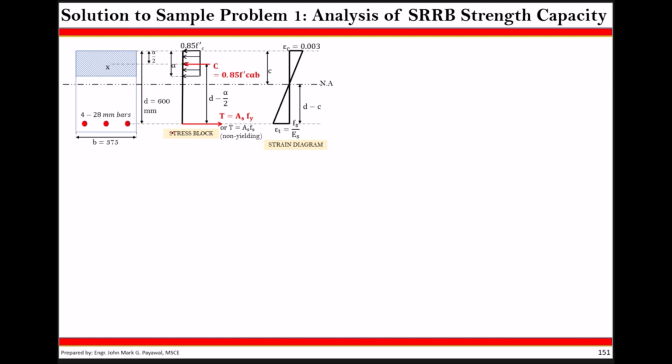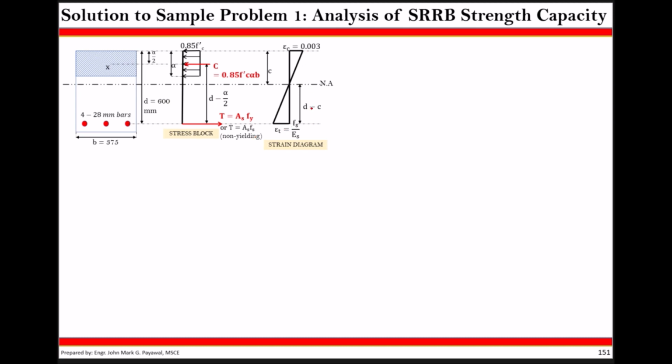To continue with our solution, this would be the transformed section, denoting that the effective depth is 600 from the problem, and the bars are 28 mm. This would be our stress block, and this is my strain diagram. This is just for illustration, so whether or not you draw this, that's fine. But for my discussion, for better illustration, I prefer to show this to you, so you will not forget what the lever arm is, why d minus alpha over 2 is used for the distance between your compression and tension forces, and how we decide to use As Fy or As Fs.